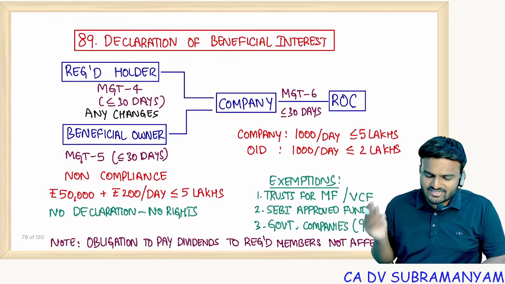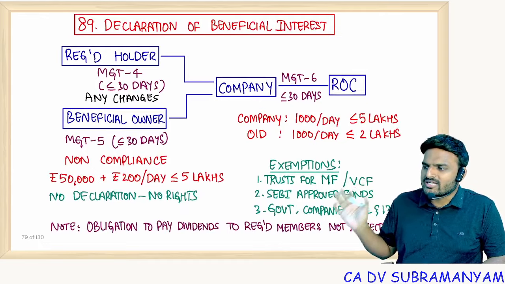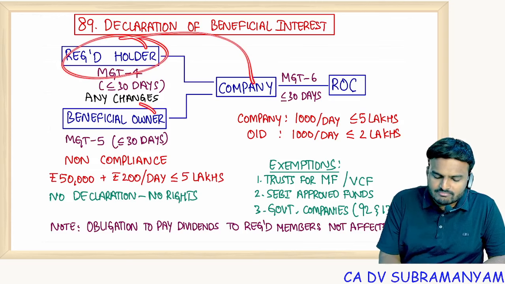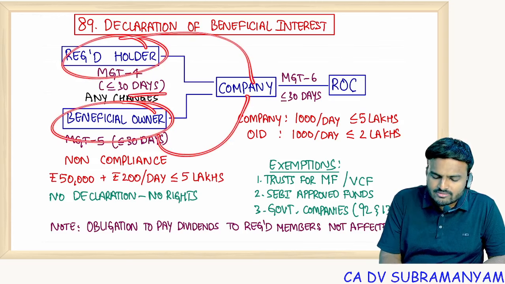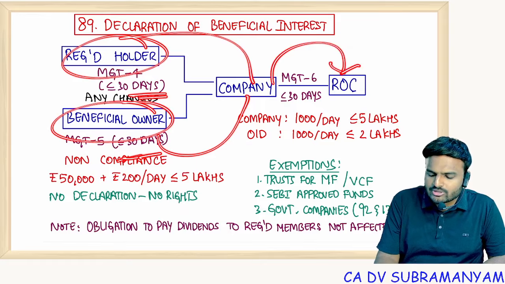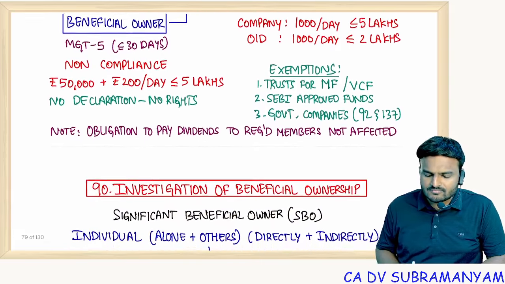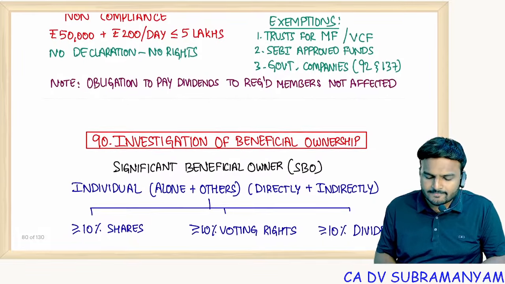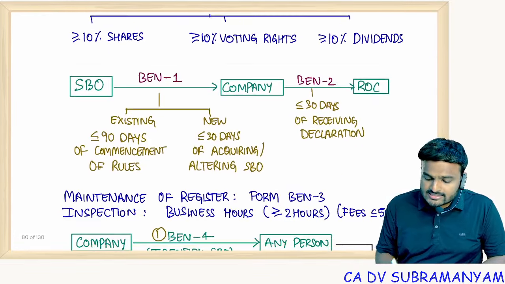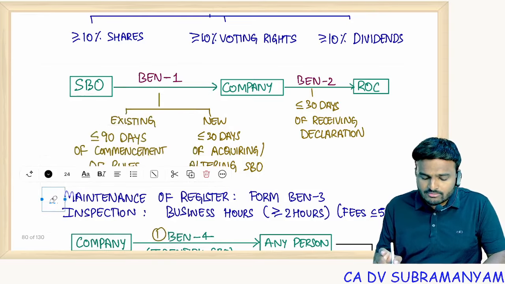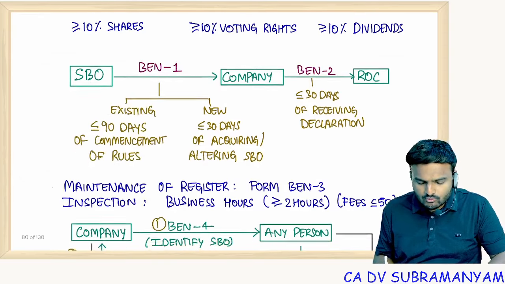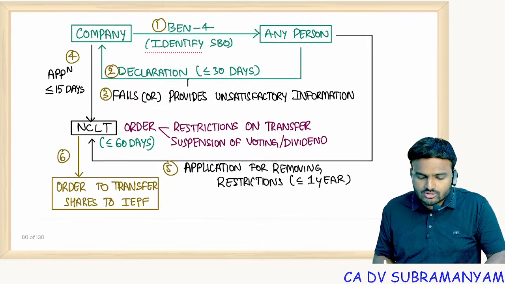And section 89, a simple topic. Under section 89, the registered holder and the beneficial owner have to communicate with the company within 30 days. The company has to communicate with the ROC within 30 days of receiving the communication from the registered holder and beneficial owners. Normal points only. Next one, SBO limits, you remember.